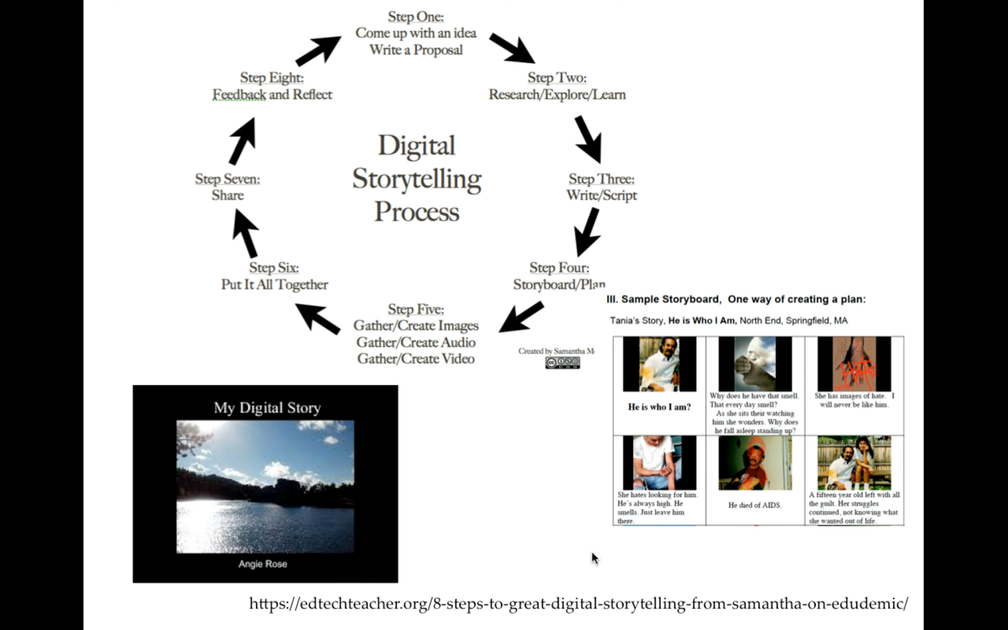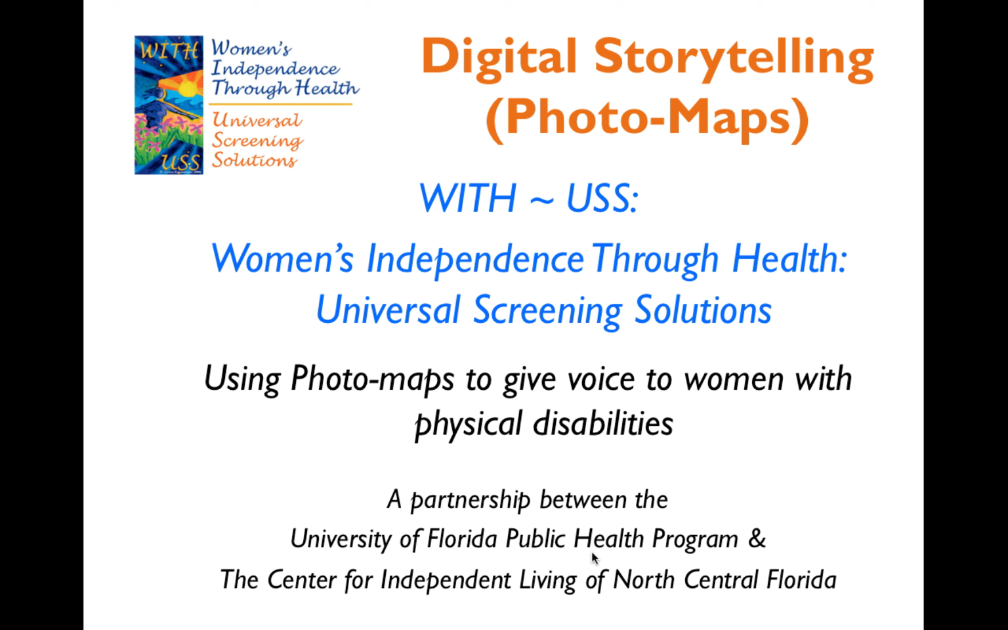But I also want to talk with you about something that I called photo maps. And this was before I came here. I was again in Florida. And I started a program called With Us. It's Women's Independence Through Health. And we were looking at universal screenings for people living with disabilities. And we developed something called photo maps where people would go through a healthcare type of visit. These were women living with physical disabilities who partnered with us, and they would take pictures throughout their visit to show us what made it easy or hard to be screened.